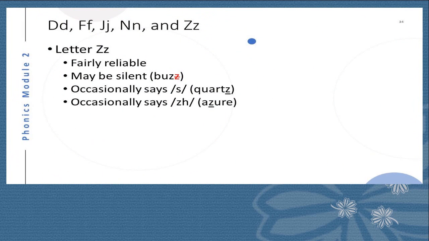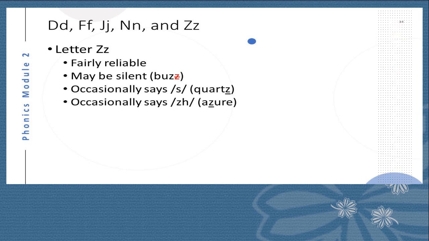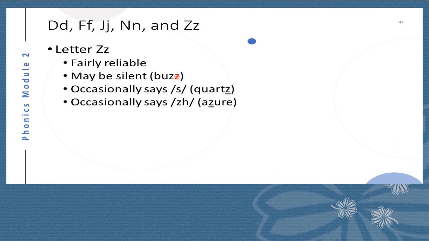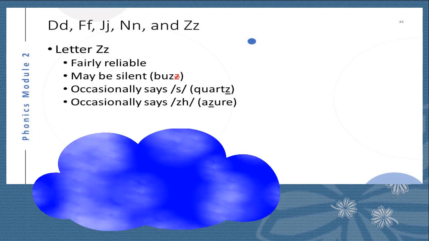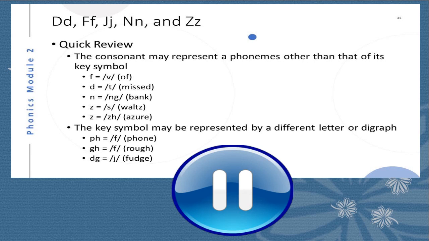The key symbol Z represents the phoneme heard at the beginning of its keyword zipper. In general, Z is a fairly reliable letter. It may be silent. The Z occasionally stands for the sound represented by the key symbol S, as in quartz, and by the digraph ZH, as in azure. We have noted that the consonants D, F, J, N, and Z have irregularities. Shown here are the irregularities described.